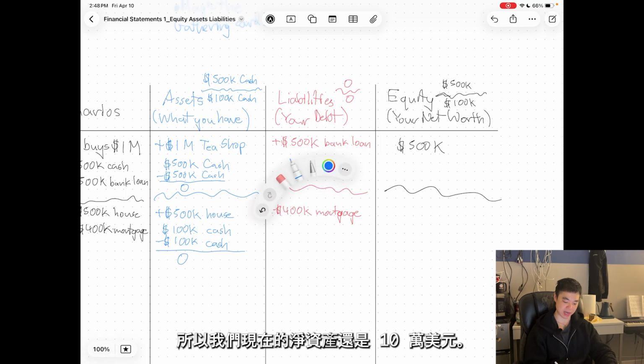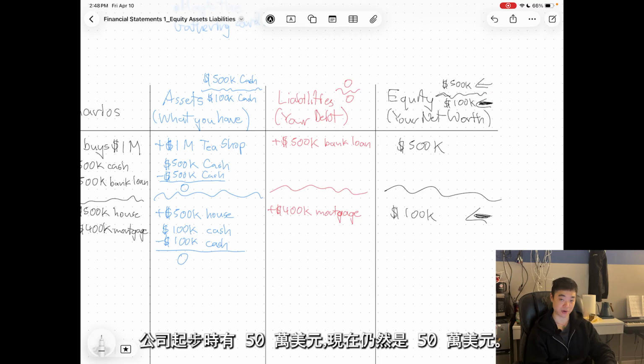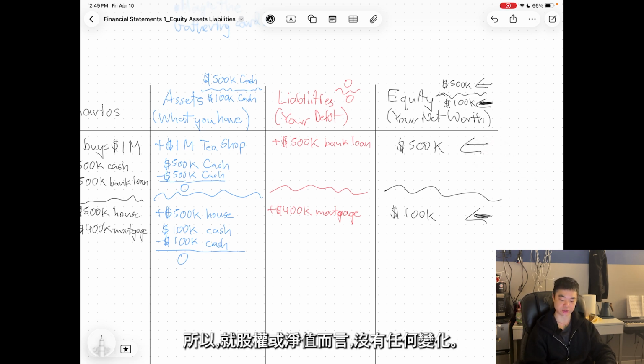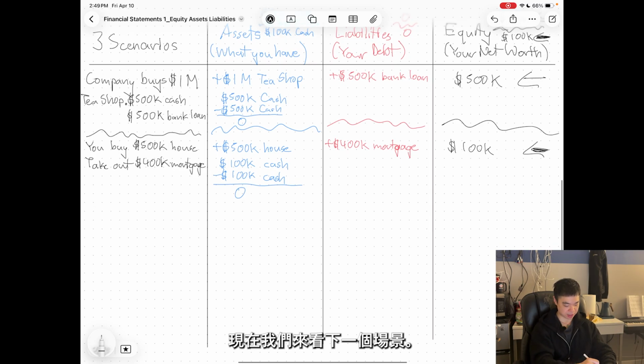So our equity now is still $100,000. It started from $100,000 and it's still $100,000. Same with the company. The company started out with $500,000 and now it's still $500,000. So nothing has changed in terms of the equity or net worth. Now let's look at our next scenario.